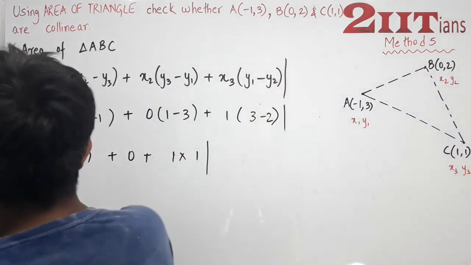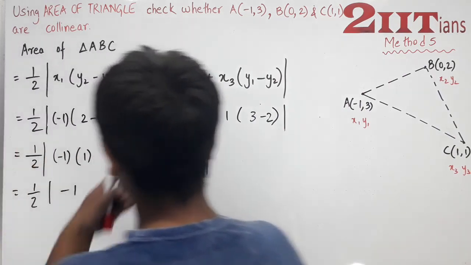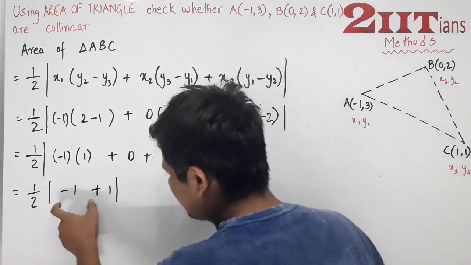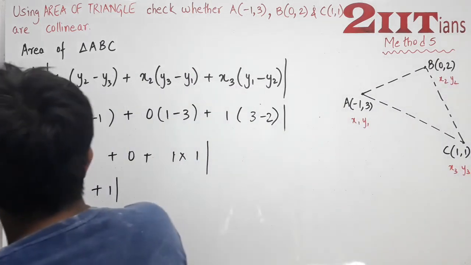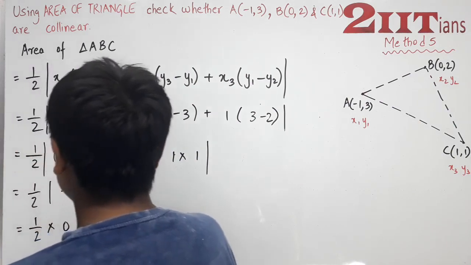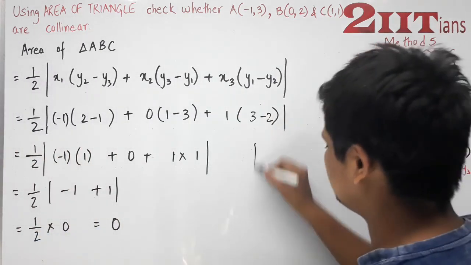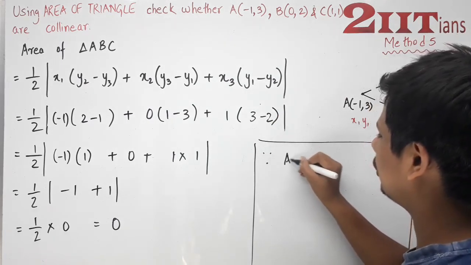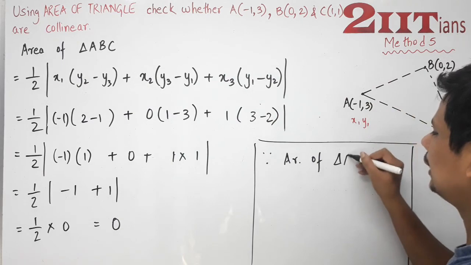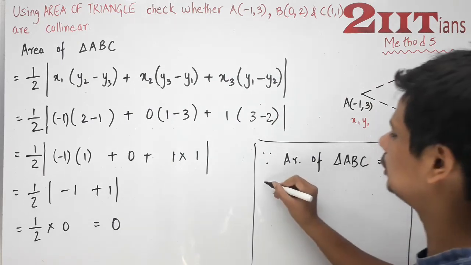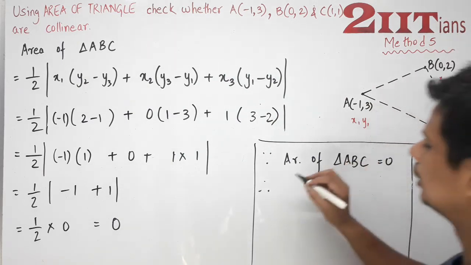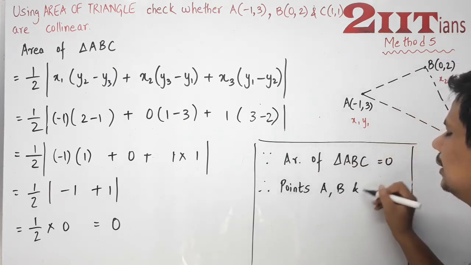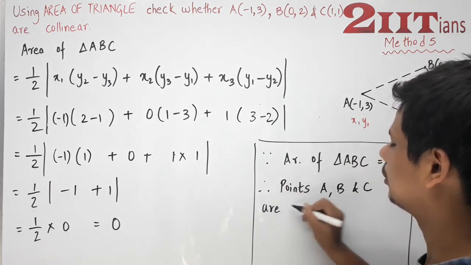So this is minus 1, 0 will vanish away, plus 1. Modulus of minus 1 plus 1 is 0. So 1 by 2 multiplied by 0 is 0. Since the area of triangle is 0, area of triangle ABC is equal to 0. Therefore, points A, B and C are collinear.